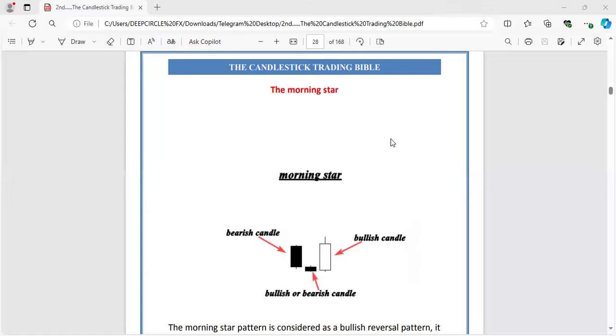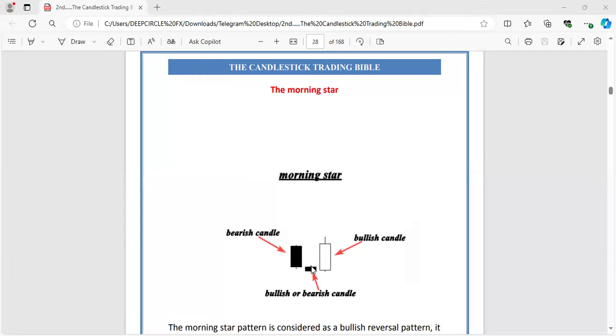These are examples of Doji candlesticks. So we have the morning star. This morning star is like this, guys. As you can see, this is the Doji candlestick. So whenever you see a Doji candlestick, it will be having a small body and two tails here.